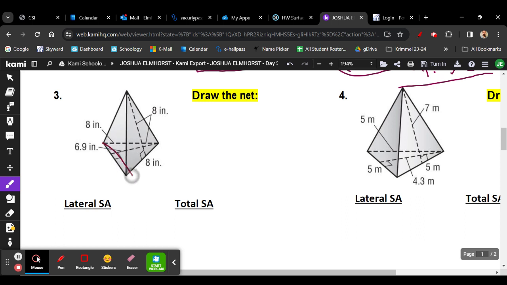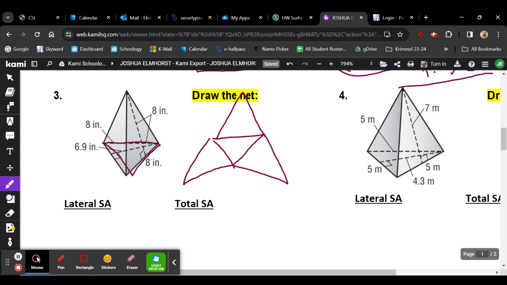Number 3, draw the net. Looks like we are starting with a triangle as the base. And then the triangular sides are going to fold down. It looks like this is going to be 8 by 8 by 8. And then the height of the base triangle is going to be 6.9. And the slant height is also going to be 8.